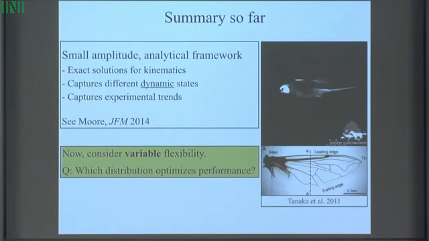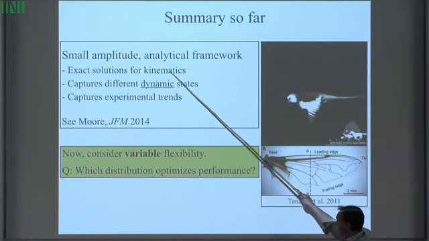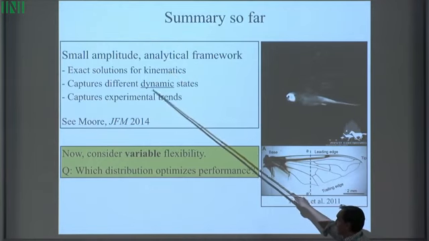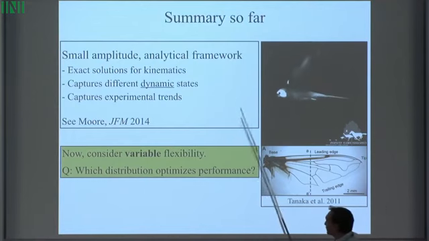Okay, so that's a summary of what I've told you about so far. For the simple case where I have a torsional spring, all the flexibility is located in one position, I could actually find exact solutions for the kinematics. And this captures the different dynamical states, the resonant frequency, and then the high frequency where you get reduced performance, and even some experimental trends.